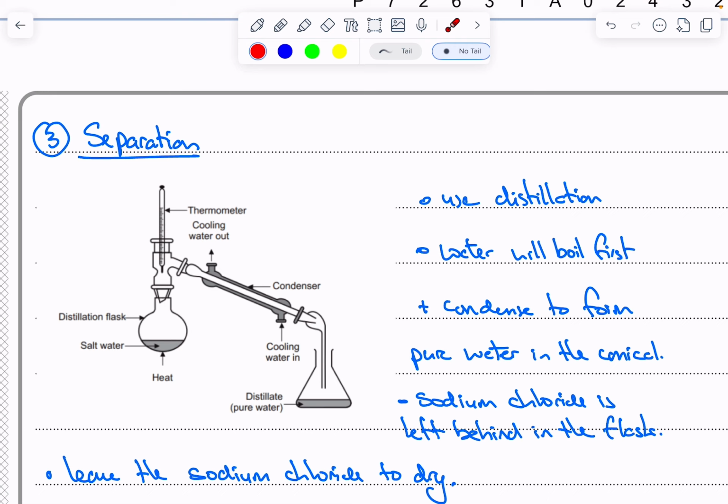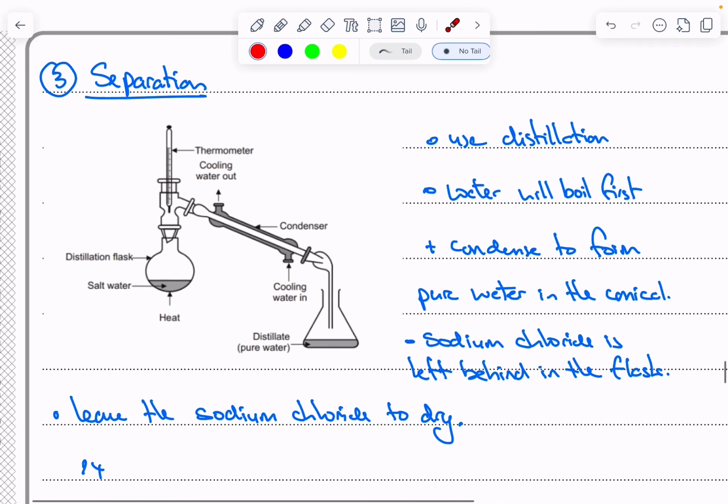And then what I would do to that is I just leave that to dry, completely dry, just in one place, leave it completely dry, and then I would get my pure dry salt.